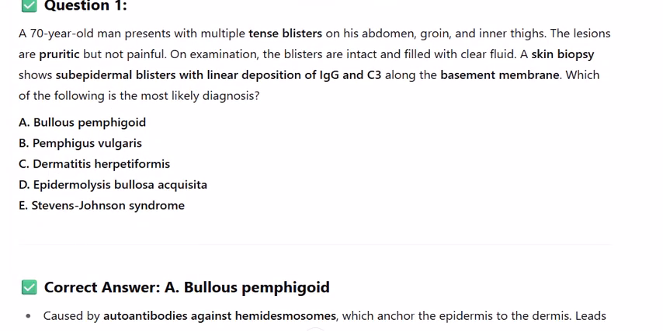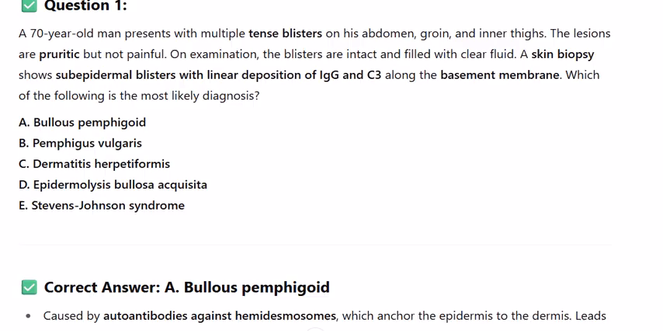A 70-year-old man presents with multiple tense blisters on his abdomen, groin, and inner thighs. The lesions are pruritic but not painful. On examination, the blisters are intact and filled with clear fluid. A skin biopsy shows subepidermal blisters with linear deposition of IgG and C3 along the basement membrane. Which of the following is the most likely diagnosis?